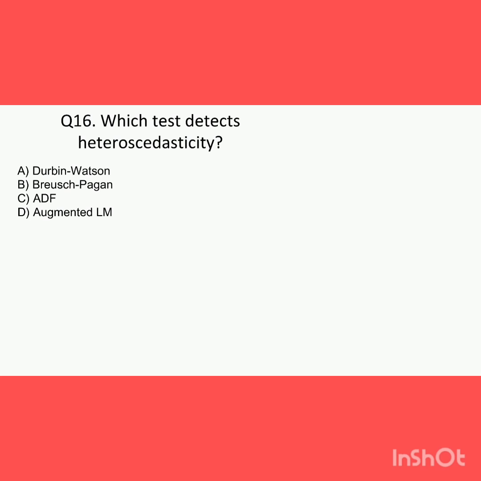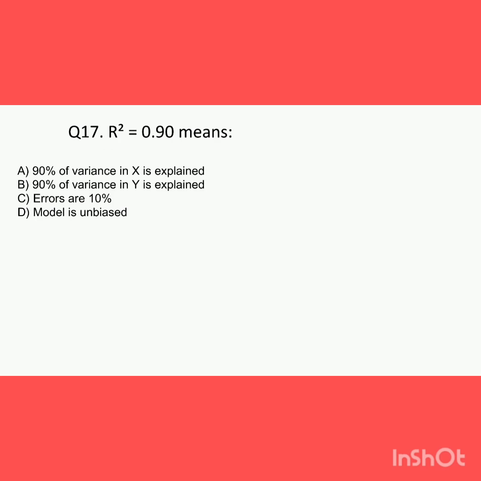Now our next question is question number 17. R square equal to 0.90 means option A, 90% of variance in X is explained. Option B, 90% of variance in Y is explained. Option C, errors are 10%. Option D, model is unbiased.